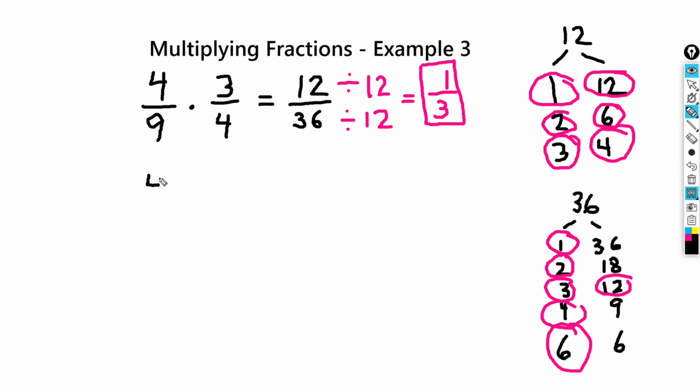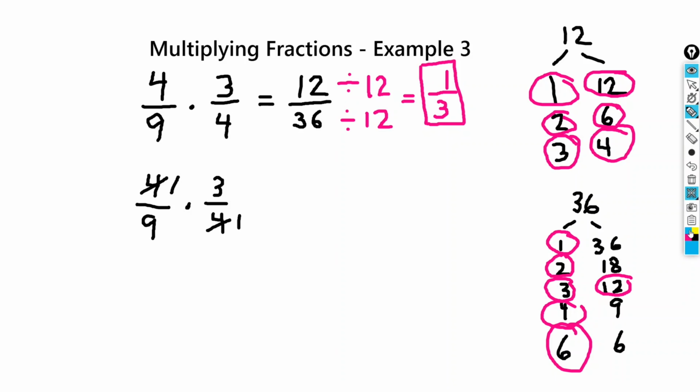But we could also simplify before. So we could do 4/9 times 3/4. And if I look diagonally as we multiply, the numerator of this one and the denominator of this one, I see they're both divisible by 4. So if I divide this by 4, I get 1. If I divide this by 4, I also get 1.